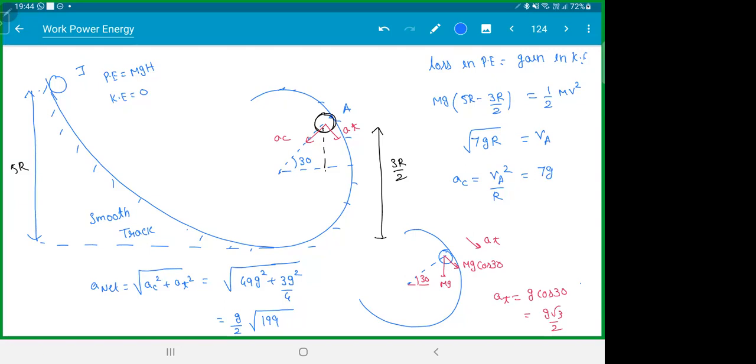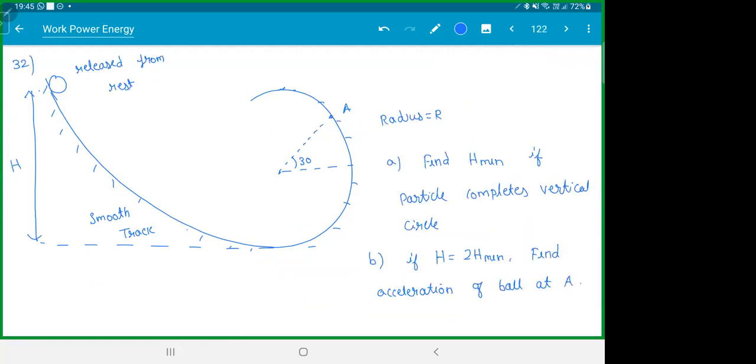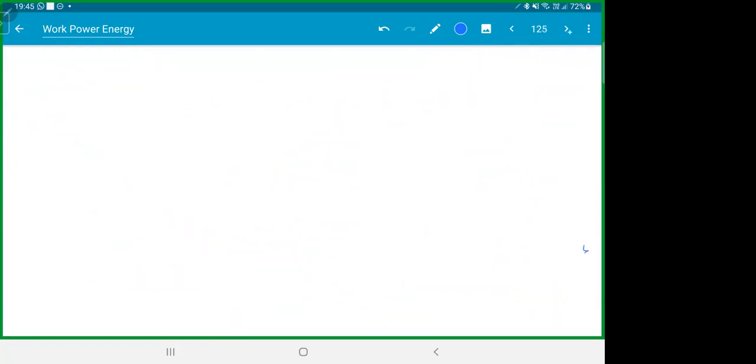Clear, everyone? Any doubts on this? Please ask me. Last one for the day. This is fixed.